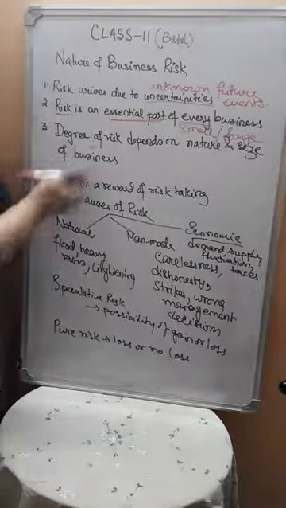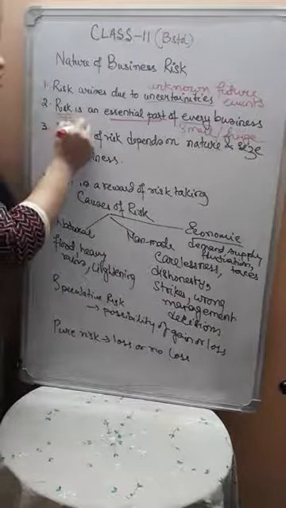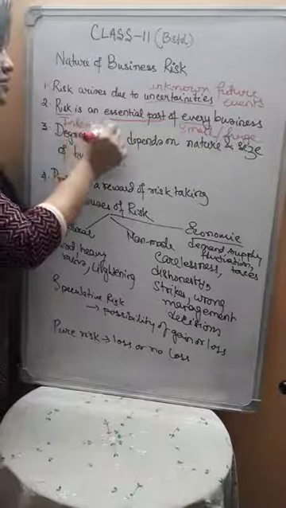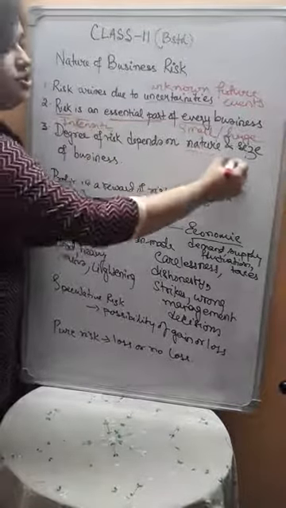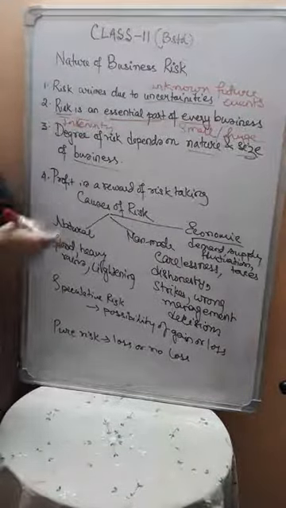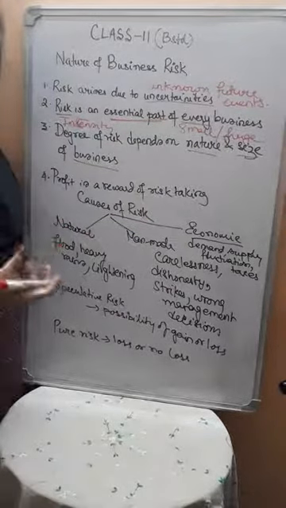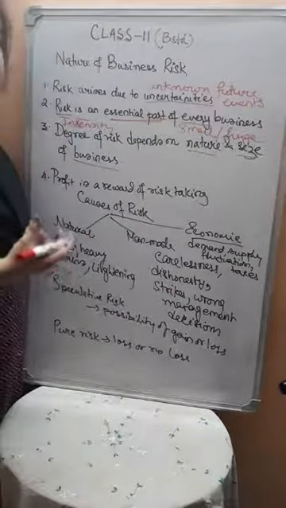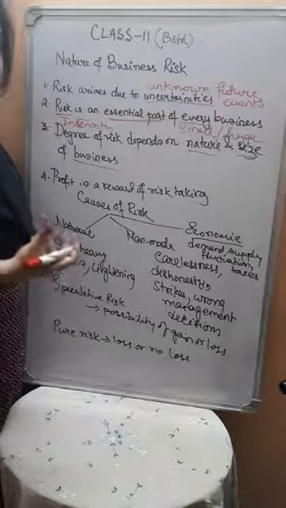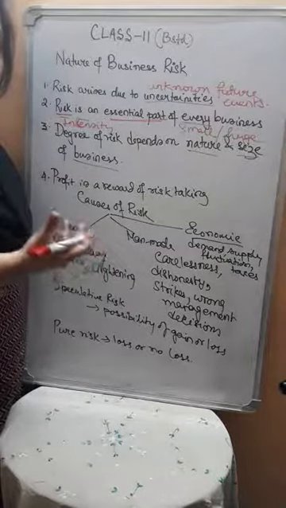Number 3, degree of risk, that means intensity of risk. How risky it is. Intensity of risk depends on the nature and size of the business. Now what is the meaning of this? Nature of business means what products the business is producing. For example, when the business produces essential commodities, we know that customers will demand them all the time.